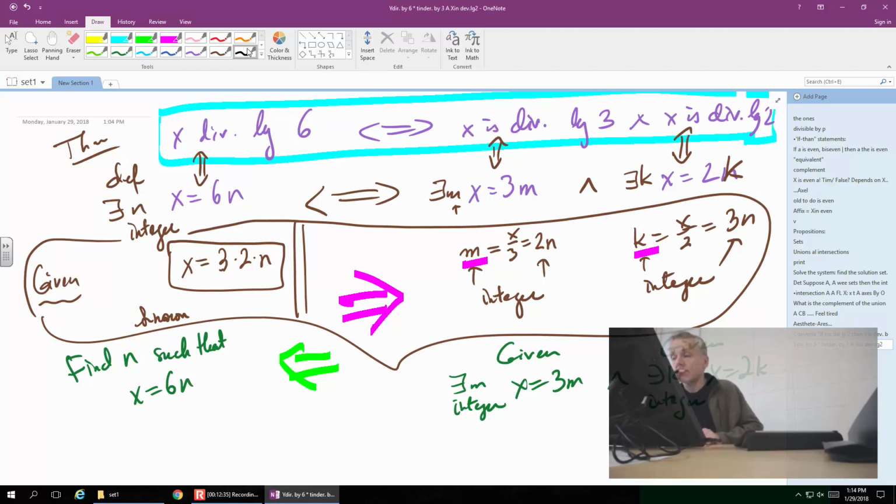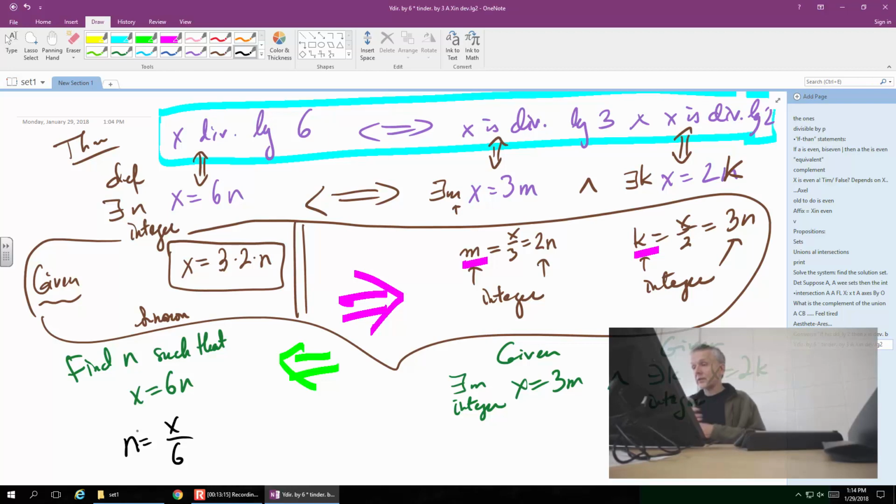So what is n? Yeah, x divided by 6. N is equal to x divided by 6. Okay, which is fine. We were looking for n satisfying this equation, so it has to be equal to x over 6. How do we demonstrate that it's an integer? What? The right side is made up of integers? It is made up, okay.